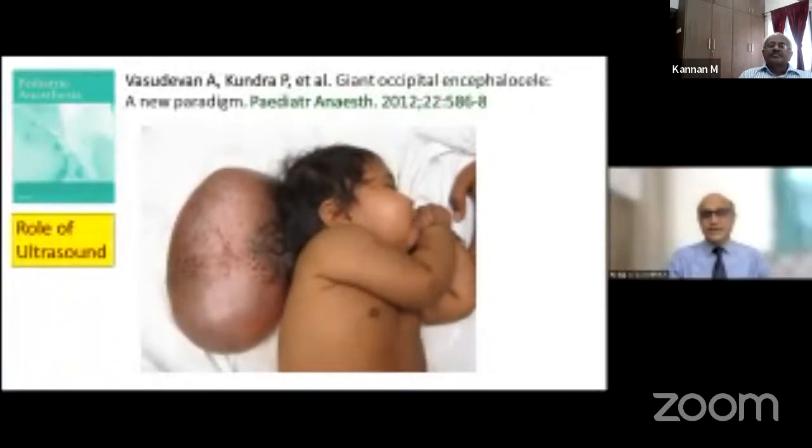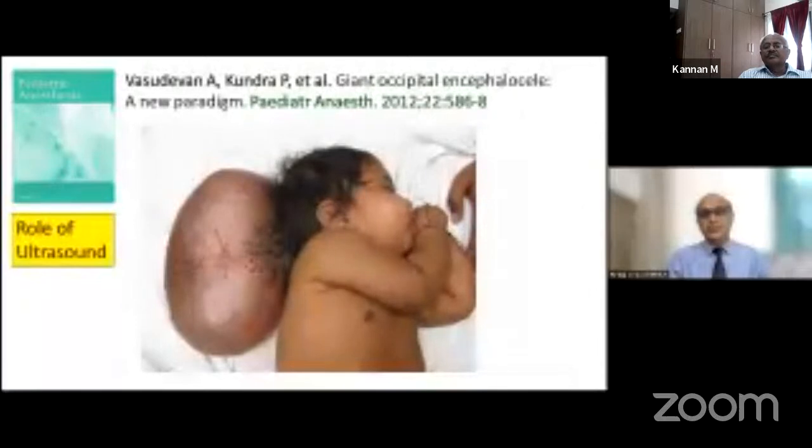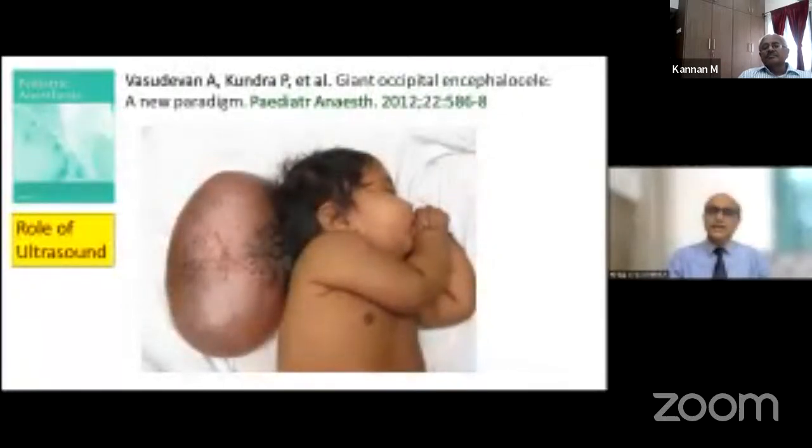So these kinds of dilemmas would exist where a team approach is required, and you would have to look at alternative means of handling such a case. Now, this case would have to be given prone position for them to operate, and the child is not even allowing you to lift the swelling, and that is where the problems can occur.